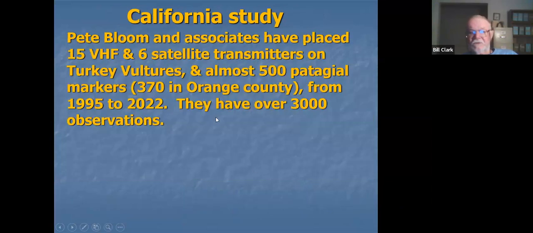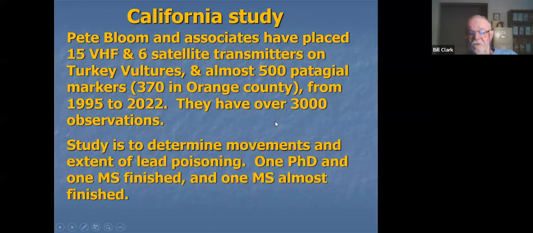Now, Pete Bloom and Associates have placed 15 VHF and 6 satellite transmitters on turkey vultures, and actually a lot of patagio markers, again, 500. And they have observations of over 3,000 birds. And they wanted to see if they were feeding, where they were feeding, and look and see if they were getting lead poisoning. And this was part of the Condor study.